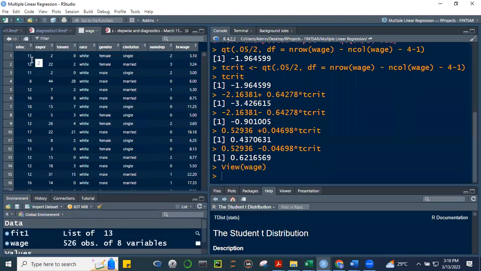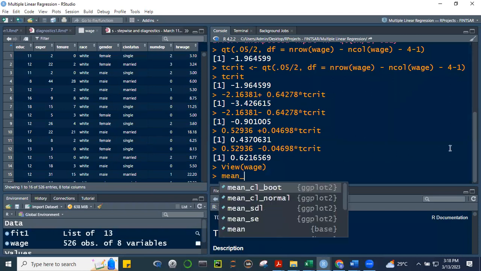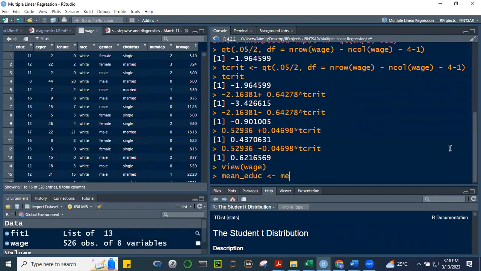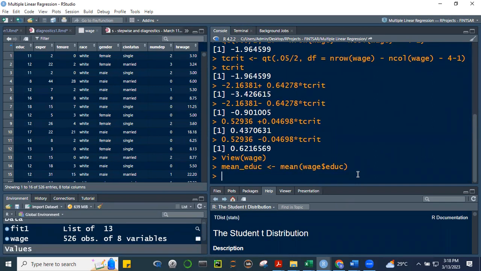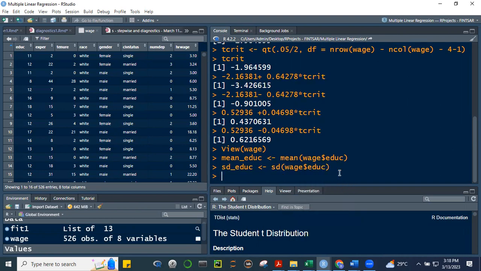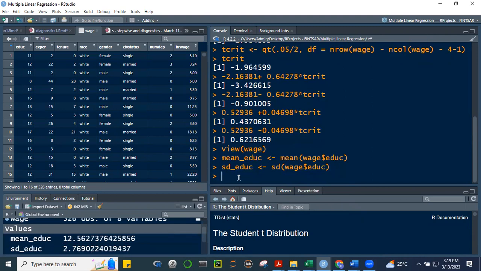All right, so this is education 11. That's the first observation. How do we standardize this? You standardize this by subtracting the average of education from 11, and then dividing it by the standard deviation of education. So let's create this object called mean_educ, and it's equal to the average of wage education. So we're getting the average of education, right? And then let's also get the standard deviation of education, which is SD of wage education. So we now have these two values, a mean and a standard deviation. So when we standardize education, we will subtract the mean from each value and then divide it by the standard deviation.